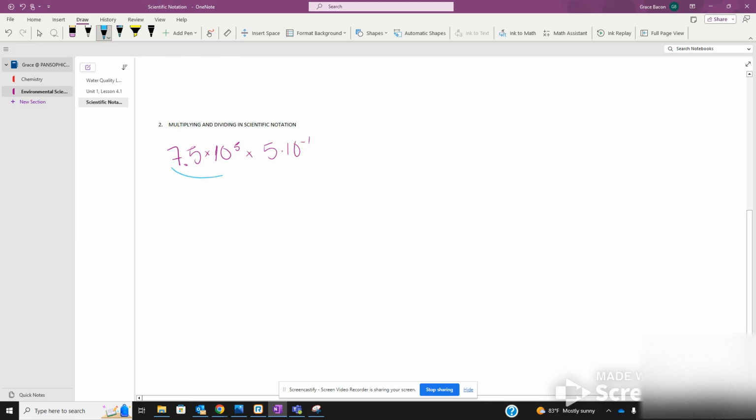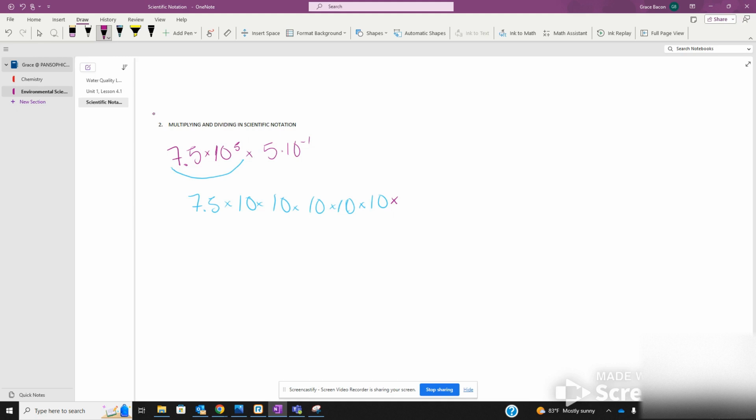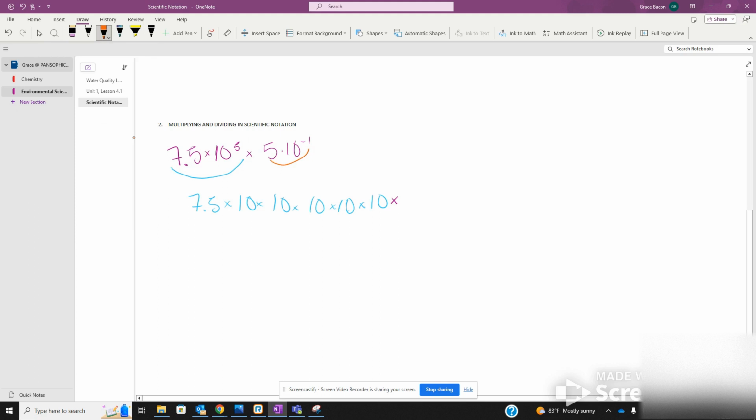So if I expand this out, this is the same as saying 7.5 times 10 times 10 times 10 times 10 times 10. Is that 5? 1, 2, 3, 4, 5. All I did is expand my exponent notation. Okay, and then I'm going to do my times, because that's what's happening between my two numbers. I'll make this one orange. And this is 5 times, now we remember, since this is negative, this is 1/10. This is dividing by 10, not multiplying by 10. So I'm going to write this as 1/10.